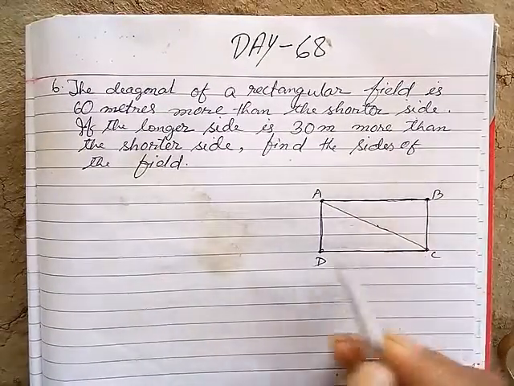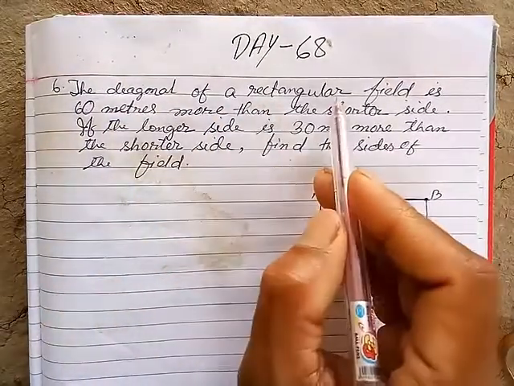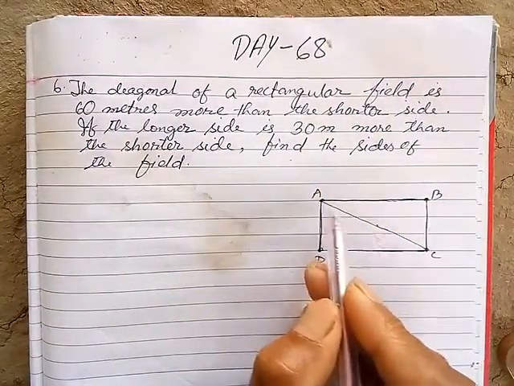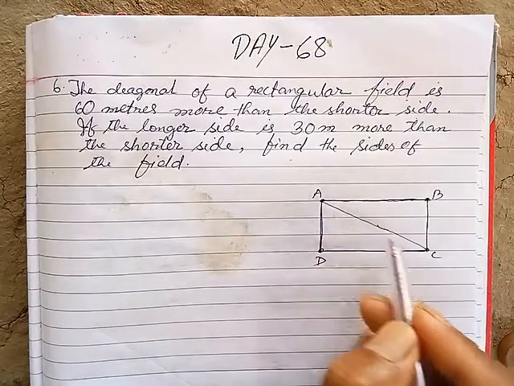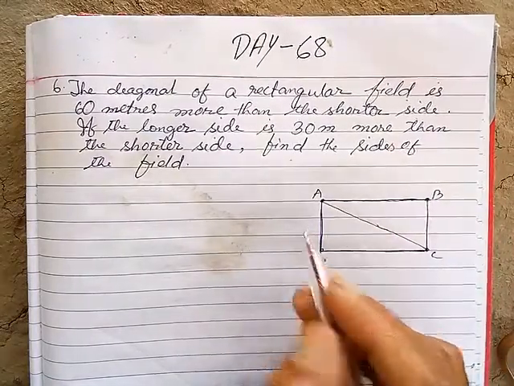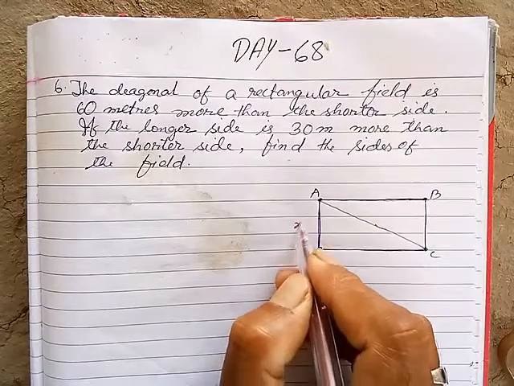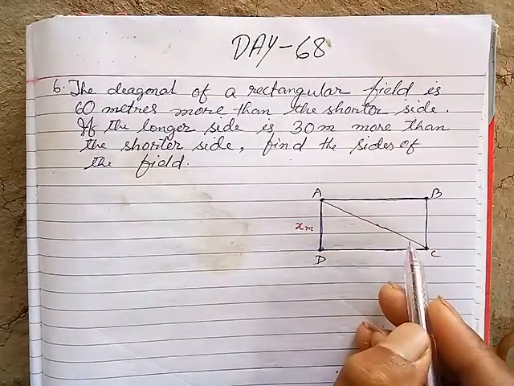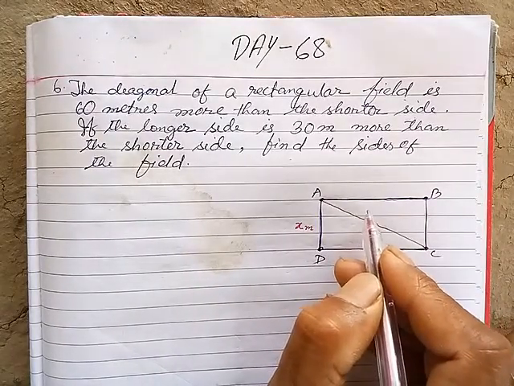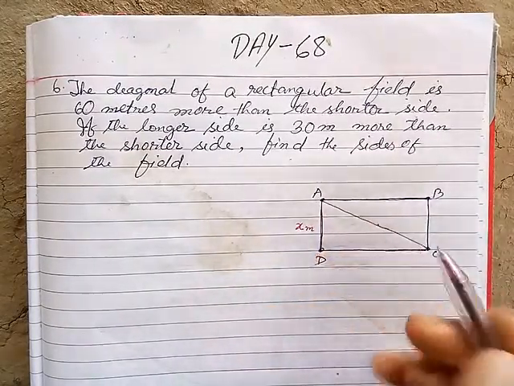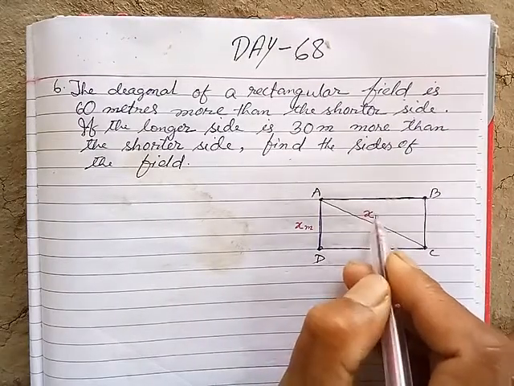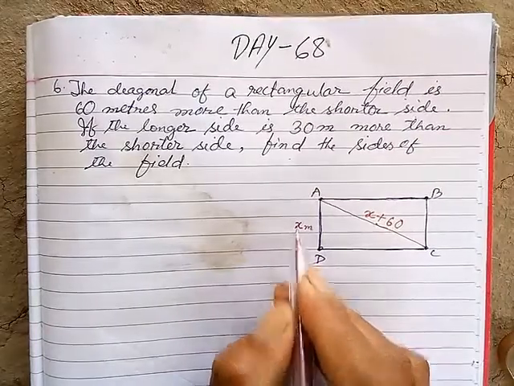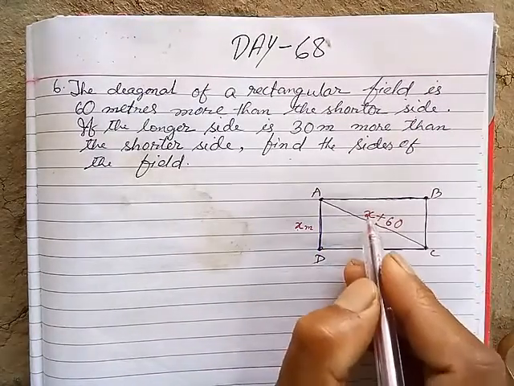So this is the field. What is it saying? The diagonal of a rectangular field is 60 meter more than the shorter side. Let us take the shorter side as x meter, and the diagonal of the field is 60 meter more than the shorter side. If the shorter side is x, then the diagonal of the field will be x plus 60.